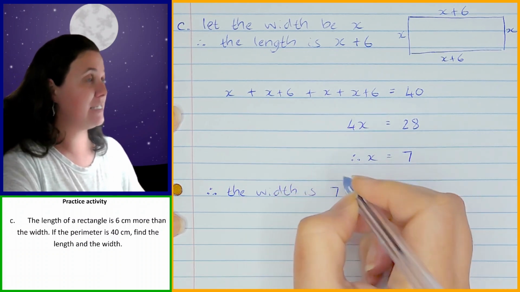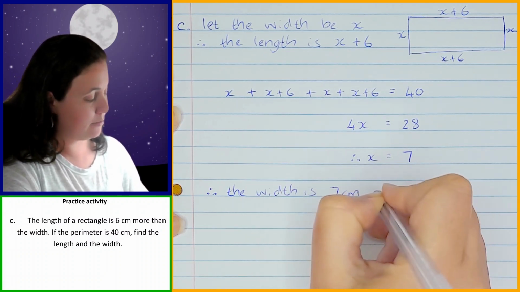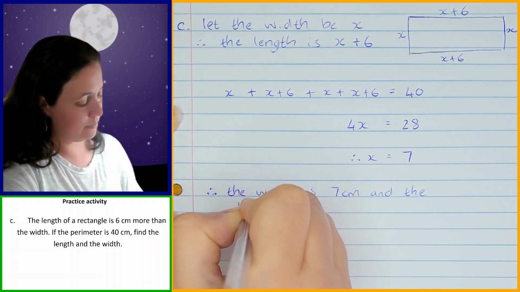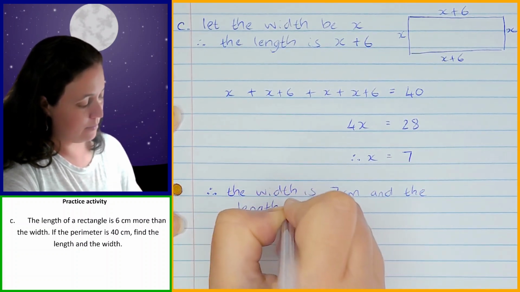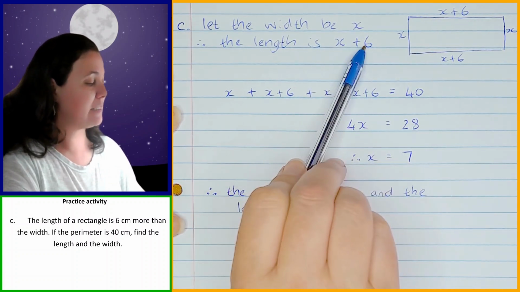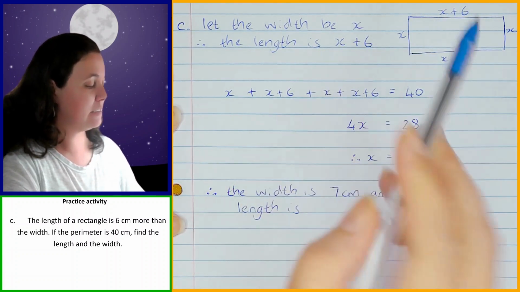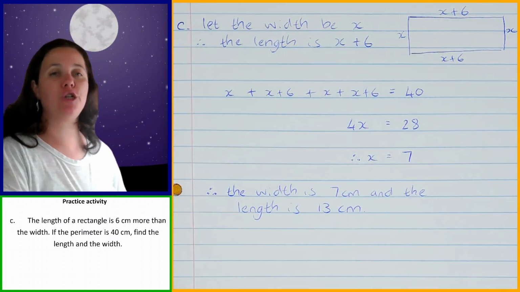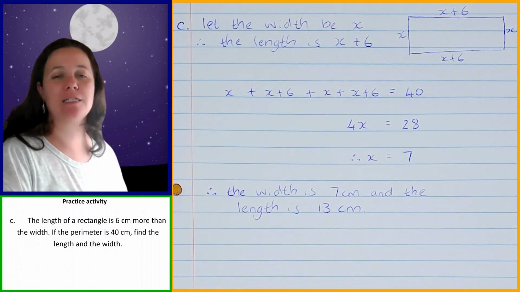And that is 7 centimeters. And the length is x plus 6. So it's going to be 7 plus 6, which is 13 centimeters. So that's what you should have got for question C. Right, let's go on to question D.